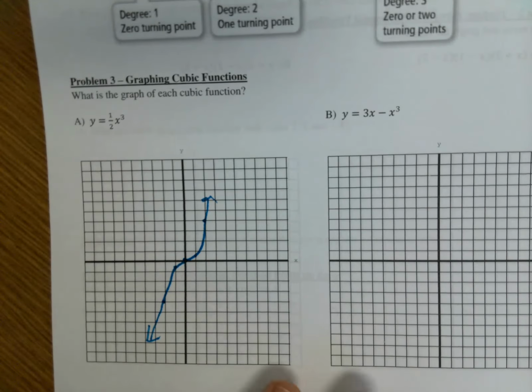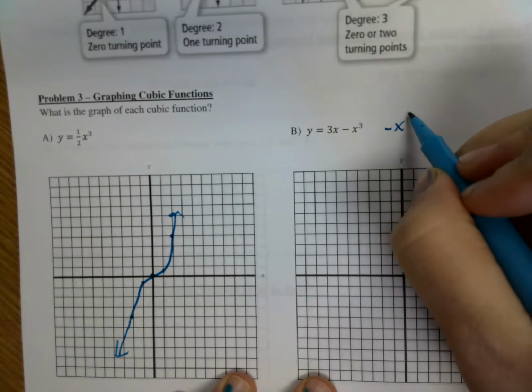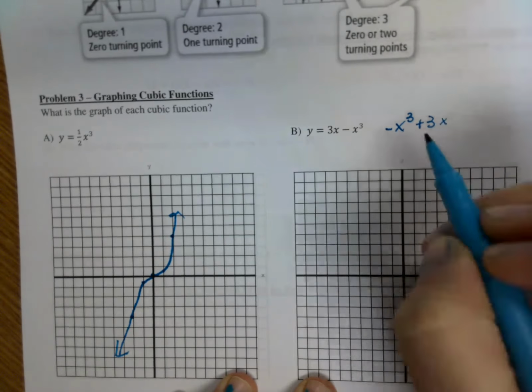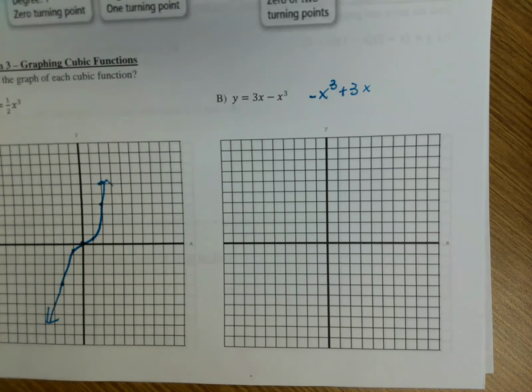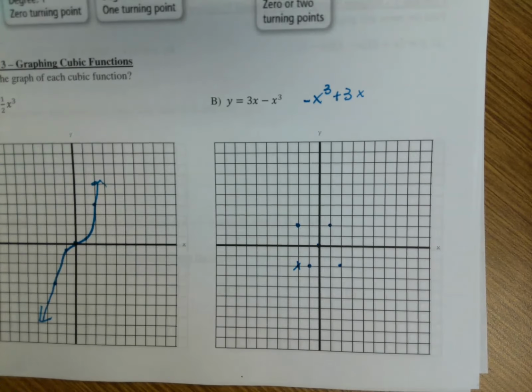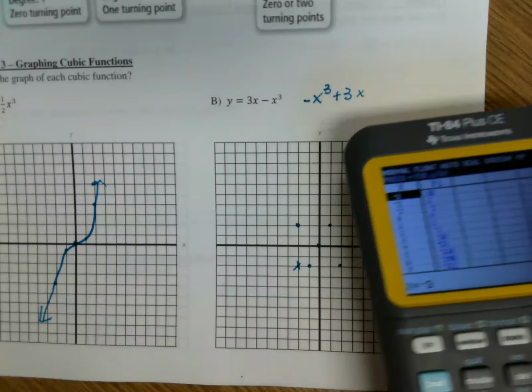So I want you to try to graph the next one by yourself. I would rewrite this. This should be kind of a hint: the negative in front should be a hint of what your end behavior would look like. I want you to try to graph that by yourself. So these are all the points I got from my handy dandy calculator.